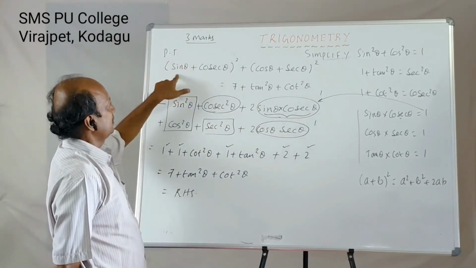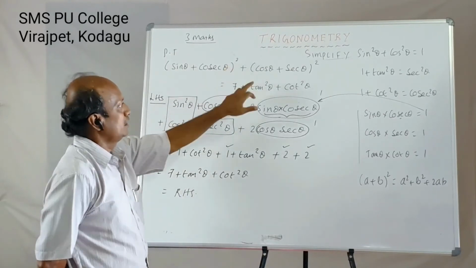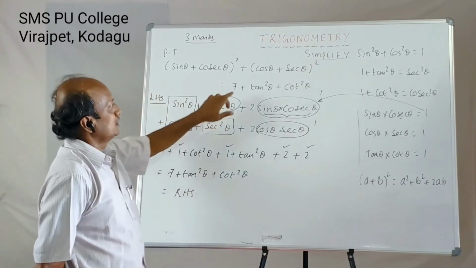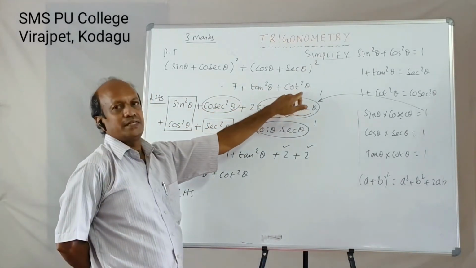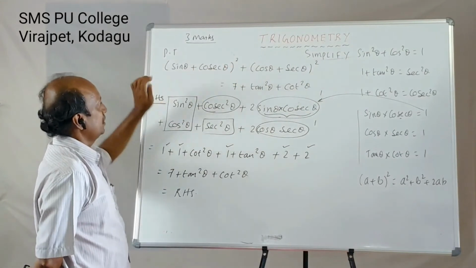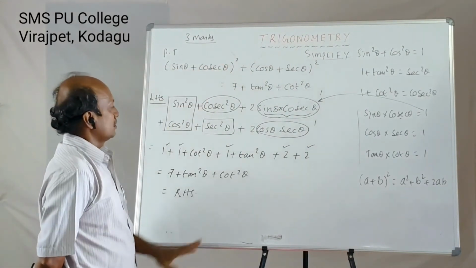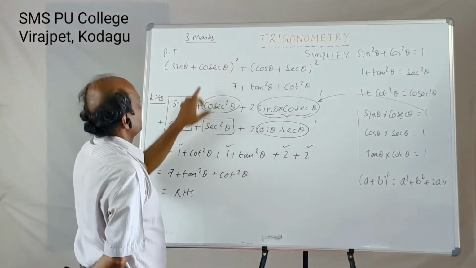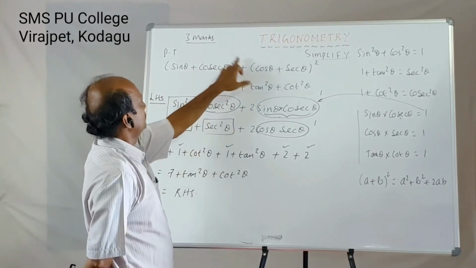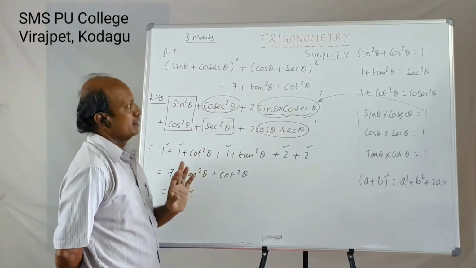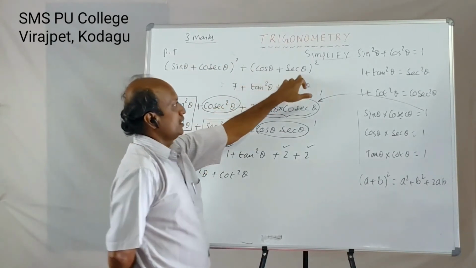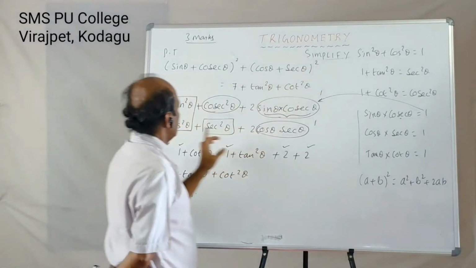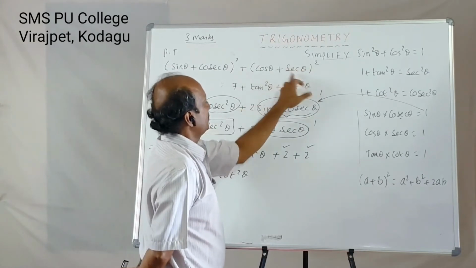Now, let me take the left hand side. What is given? Sin theta plus cosecant theta whole square plus cos theta plus secant theta whole square. What you have to prove is 7 plus tan square theta plus cot square theta. The left hand side is in the form of a plus b whole square. When you expand this, you get three terms: sin square theta plus cosecant square theta plus 2 sin theta into cosecant theta. Similarly, cos theta plus secant theta whole square gives cos square theta plus secant square theta plus 2 cos theta into secant theta.